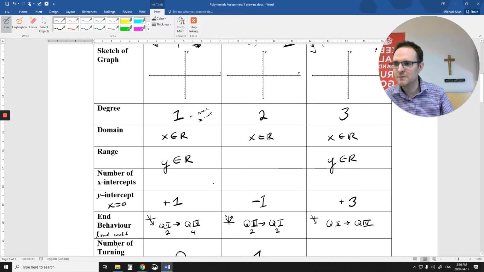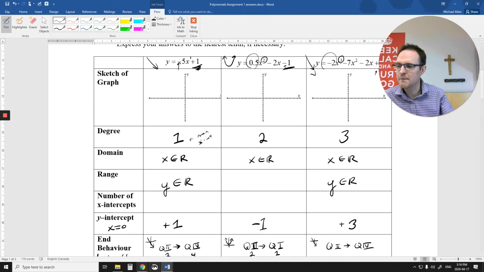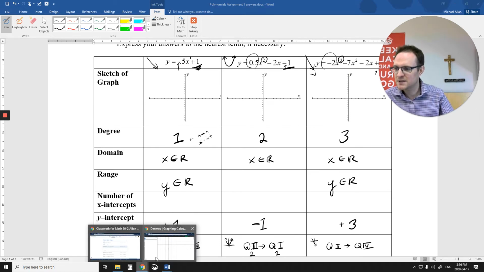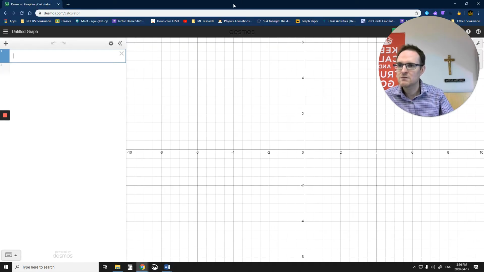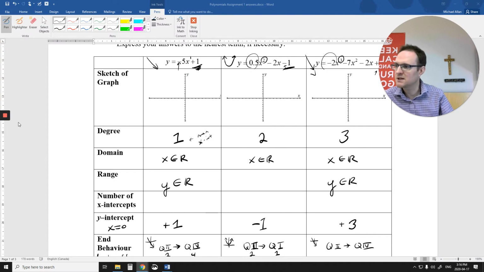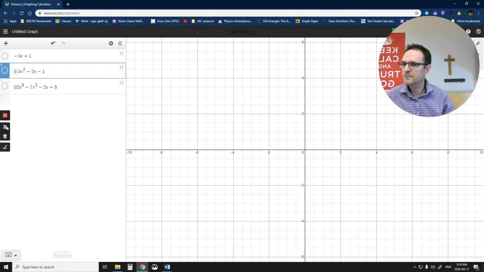Now for the rest of them, I'm just going to look at the graph to figure that out. So I'm going to pull out my Desmos here. What I'm going to do first of all is type them into my calculator. Okay, so I've typed them into my calculator here. I got 1 here. So this is the negative 5x plus 1 graph. I have them all unselected here. Yeah, so it's going downwards.